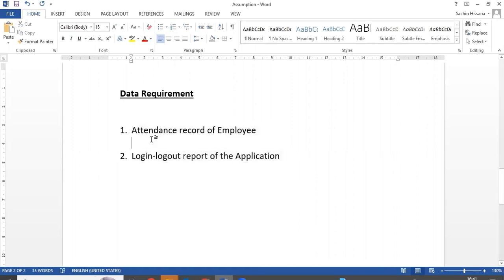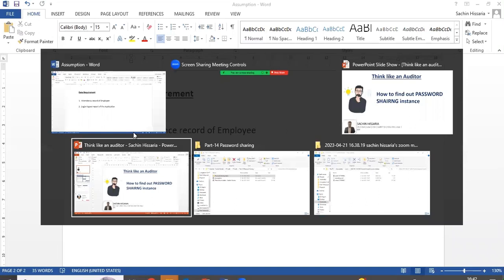The attendance record will give you the attendance history, whether that employee was present or absent on a particular date. The login and logout report of the application will show you whether that employee has done any login or logout on the particular day when he was absent. If you compare these two data, you can find out the instances of password sharing. Now, let me show you some dummy data as well.